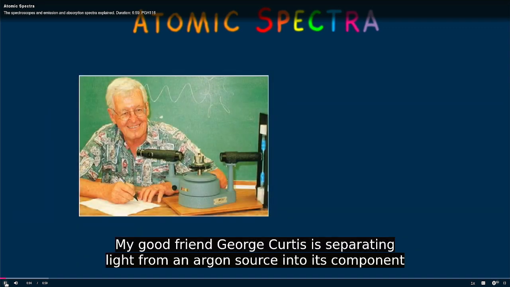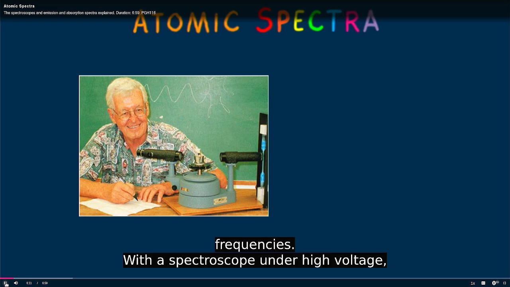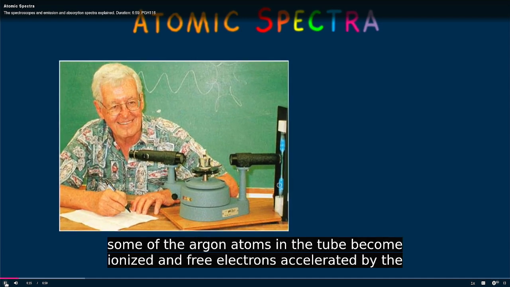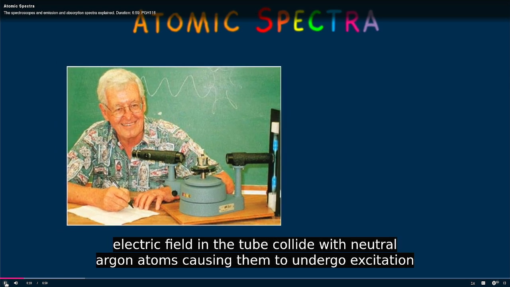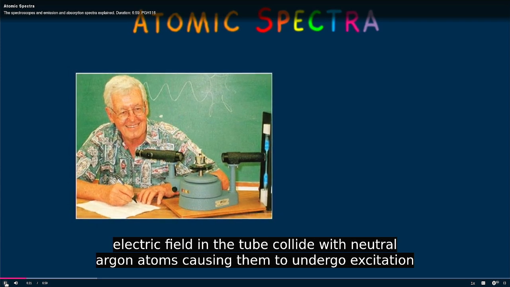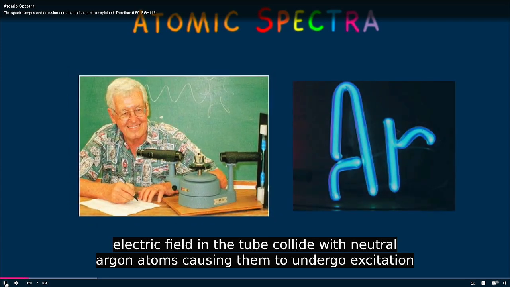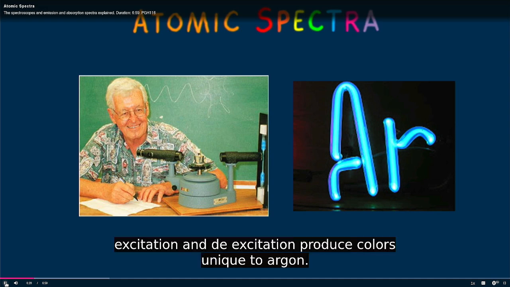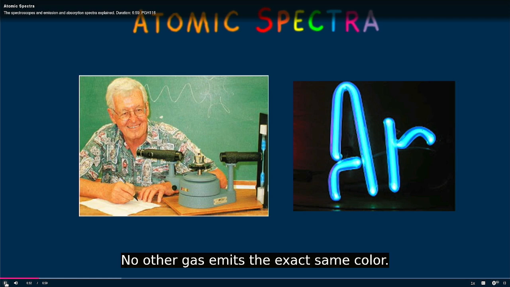My good friend George Curtis is separating light from an argon source into its component frequencies with a spectroscope. Under high voltage, some of the argon atoms in the tube become ionized, and free electrons, accelerated by the electric field in the tube, collide with neutral argon atoms, causing them to undergo excitation. Excitation and de-excitation produce colors unique to argon. No other gas emits the exact same color.